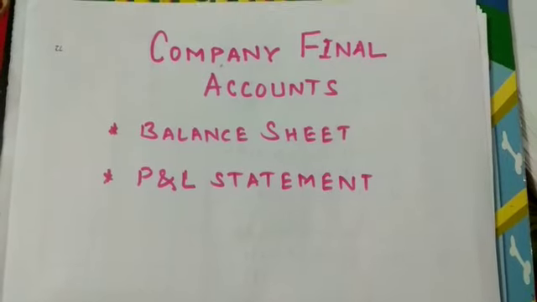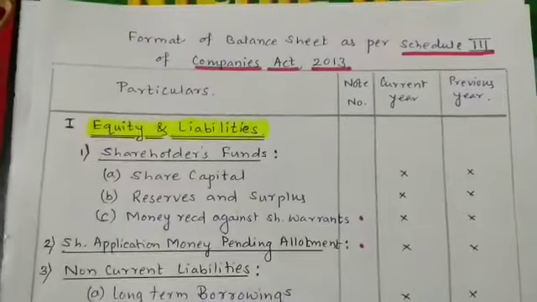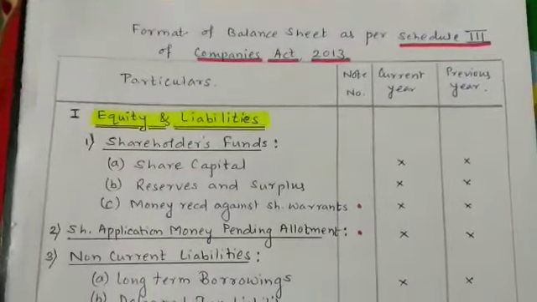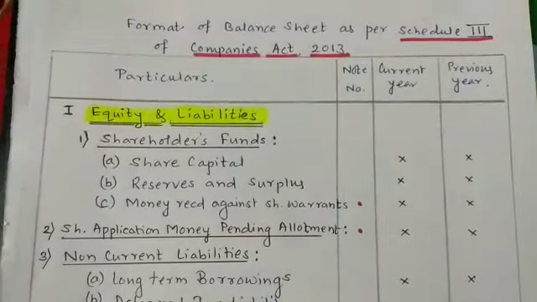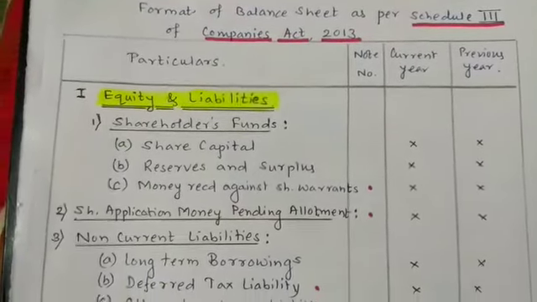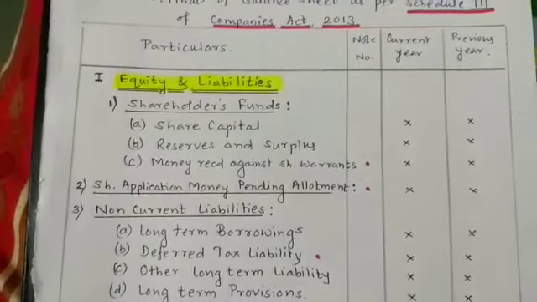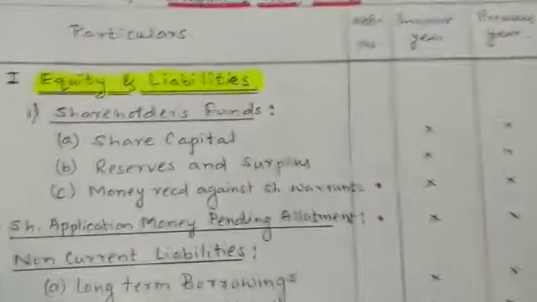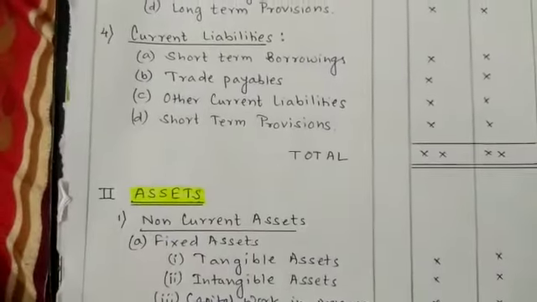Let's go through the details of the formats of the balance sheet. The balance sheet format is in vertical form. The format is mentioned in Schedule 3, Part 1 of the Companies Act 2013. The balance sheet has two parts, the upper part and the lower part. The upper part is equity and liabilities, and the lower part is assets.